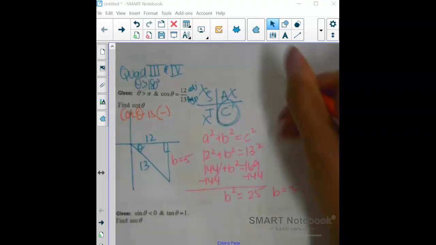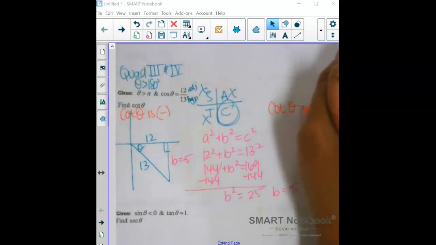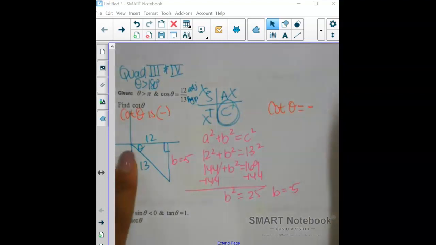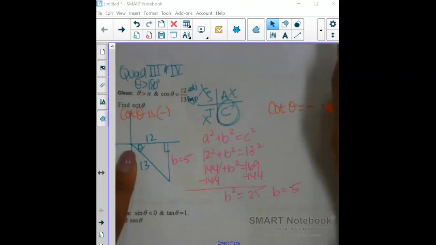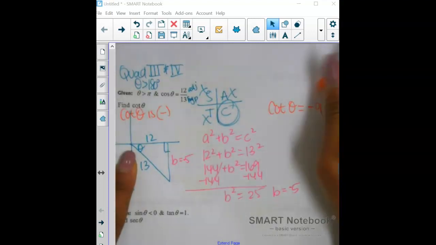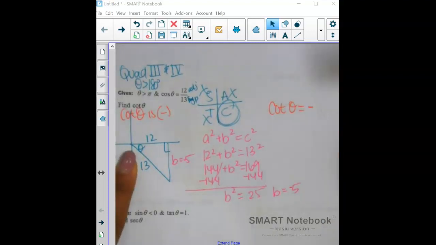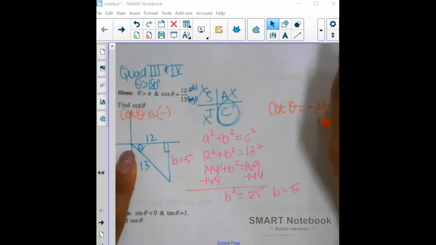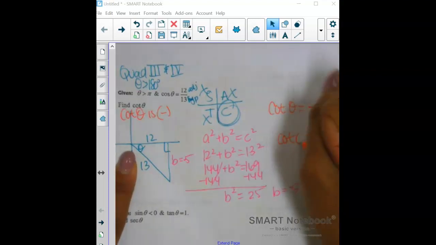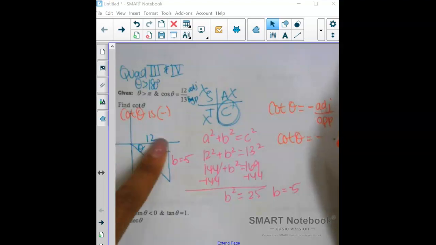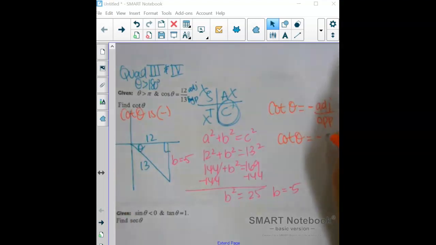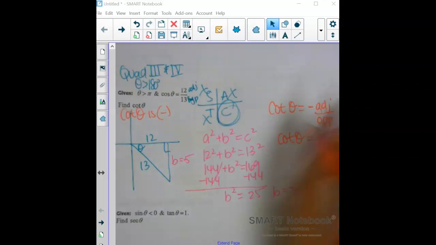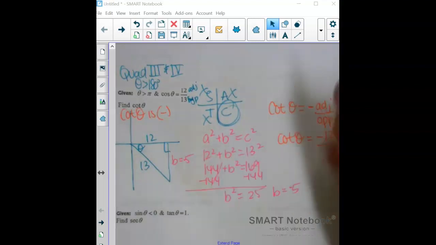So over here to the side, let me write my answer. Cotangent of theta is going to equal a negative. Okay, let me look at the triangle. Cotangent is the reciprocal of tangent. If you think of SOHCAHTOA, TOA, that's opposite over adjacent. So cotangent is the adjacent over the opposite. Cotangent of theta is going to equal the adjacent side, which is negative 12, over the opposite, which is negative 5.